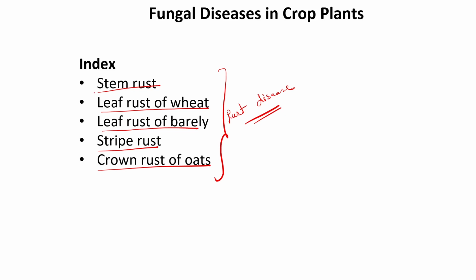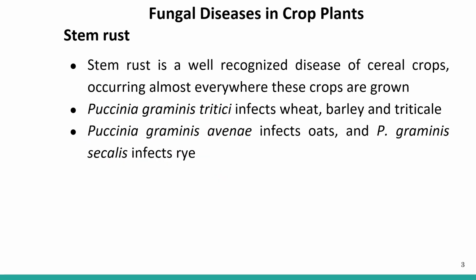In the different crops, they infect different vegetative parts. In some plants they infect the stem, in some they infect both the leaf and stem, and some only infect the leaf, right? So we are going to study all these types of diseases and see what type of causal organisms there are. So let us start with the stem rust.